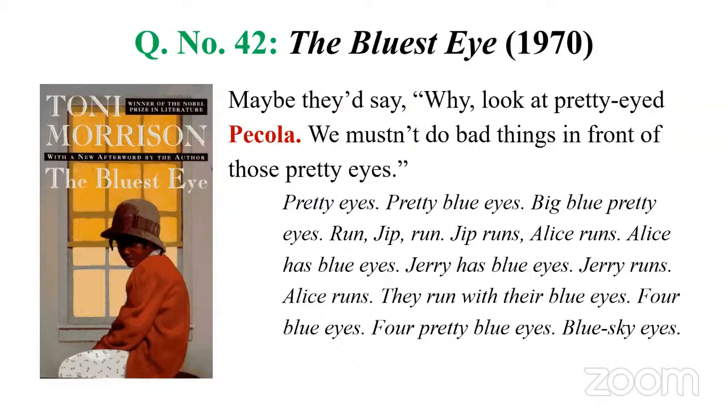Jip runs, Alice runs. Alice has blue eyes. Jerry has blue eyes. Jerry runs, Alice runs. They run with their blue eyes. Four blue eyes, four pretty blue eyes, blue sky eyes. So this shows her obsession, and that is beautifully captured in writing by Toni Morrison.